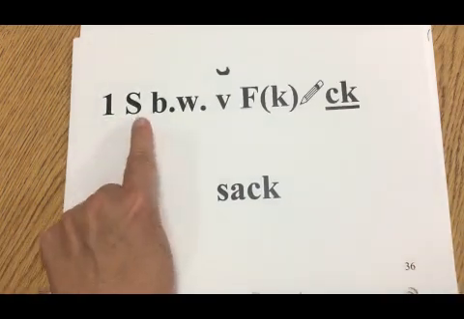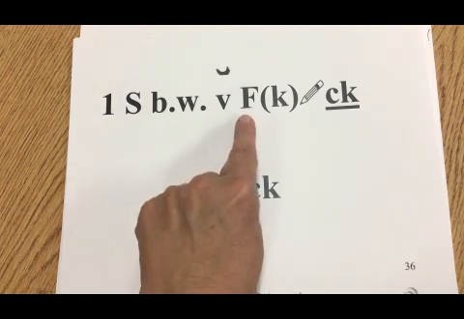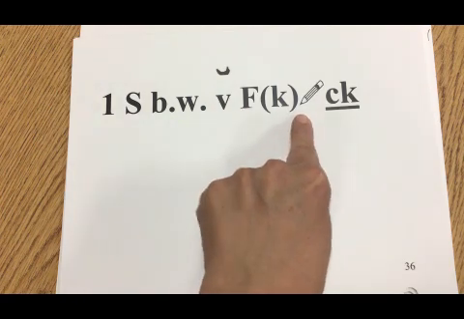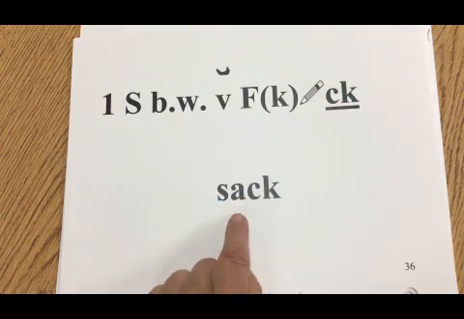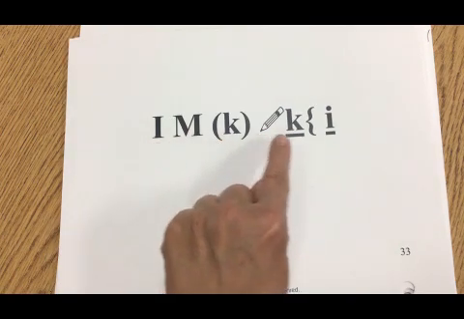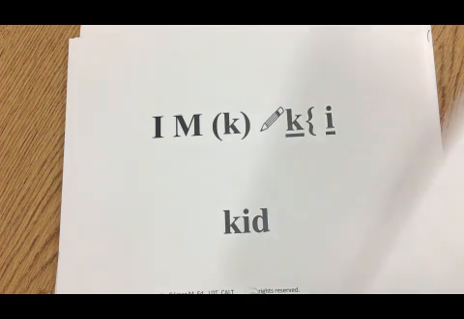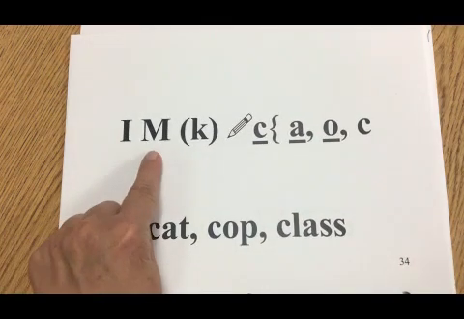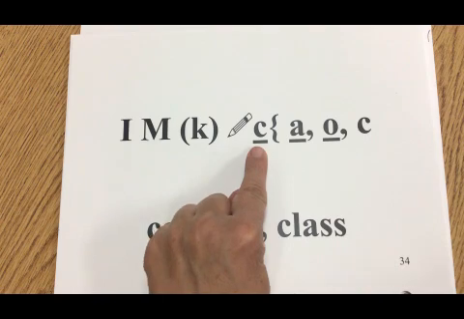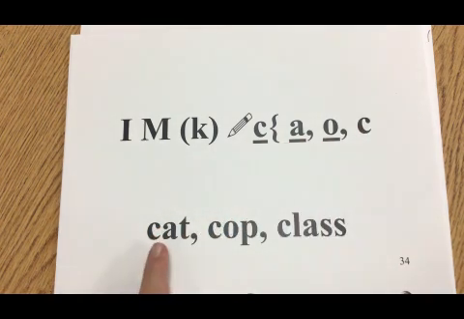In a one-syllable base word with a short vowel sound before final K, it is spelled digraph CK, as in sack. Initial medial K is spelled K before I, as in kid. Initial medial K is spelled C before A, O, or a consonant, as in cat, cop, class.